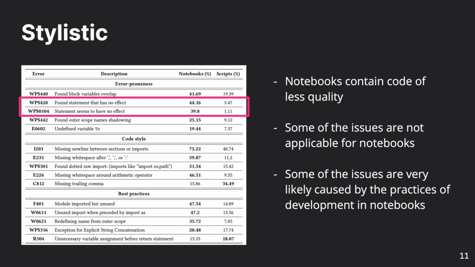For example, the error found statement that has no effect frequently constitutes outputting something in a notebook, which is its main goal. Another batch of issues is very likely caused by the practices of development in notebooks. Iterative development causes some parts of code to become obsolete much faster, or leads to imports being declared all over the file. Overall, our results show that notebooks require their own linters, or at least the updated versions of the existing ones, that take into account their specific usage.